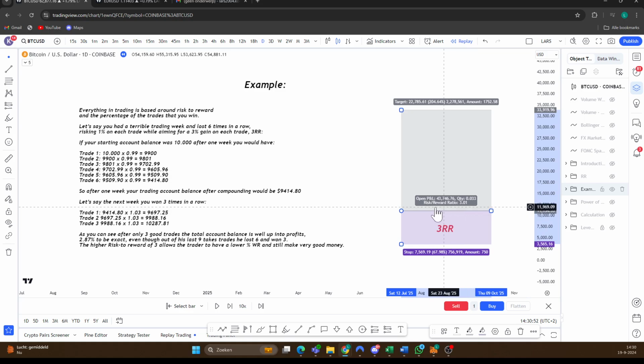As you can see right here, risk to reward, I increased it and it says 3, meaning if you lose a trade, you lose 1% of your account balance. If you win, you gain 3% on the account balance. So that's why there are traders out there that have different styles. Some traders win very little, but when they win, they win very big, meaning they have a very high risk to reward ratio and a lower win rate percentage, and they can still make money.